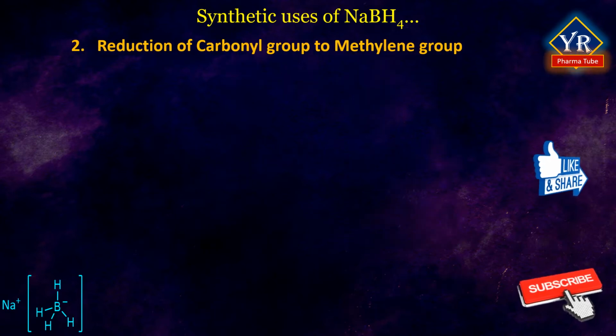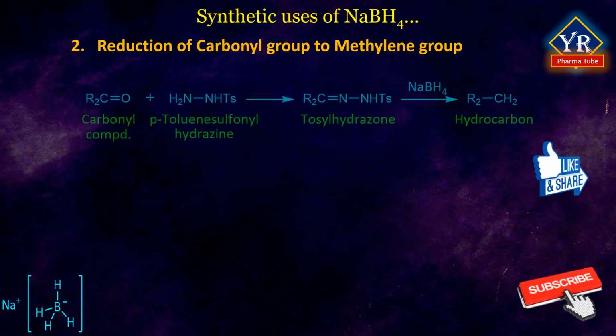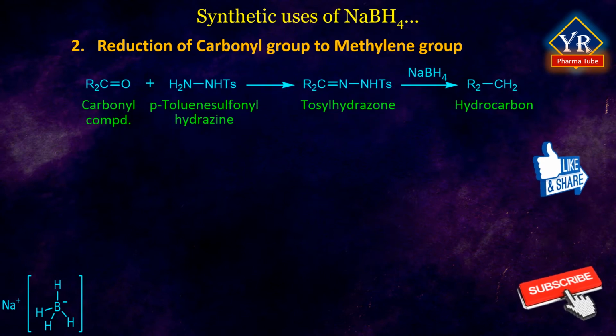Number 2. Reduction of carbonyl group to methylene group. Para-toluene sulfonyl hydrazine condenses with carbonyl compounds to give tosyl hydrazones, which on reduction with sodium borohydride forms hydrocarbons. This method is useful in the synthesis of ketosteroids.